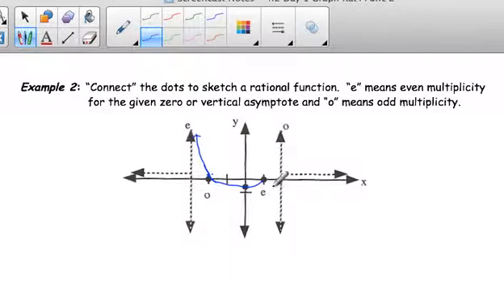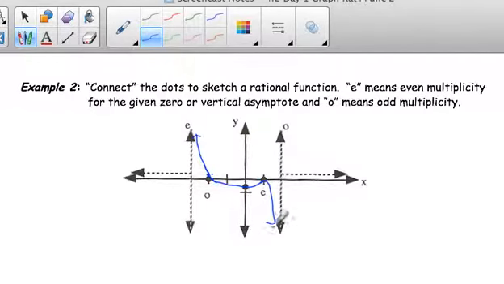This x-intercept has even multiplicity, which means the graph cannot cross through the x-axis here. It must turn around, bounce off the x-axis, and it's going to go downwards towards the next vertical asymptote, the one with odd multiplicity. So we've done the center section of our graph.